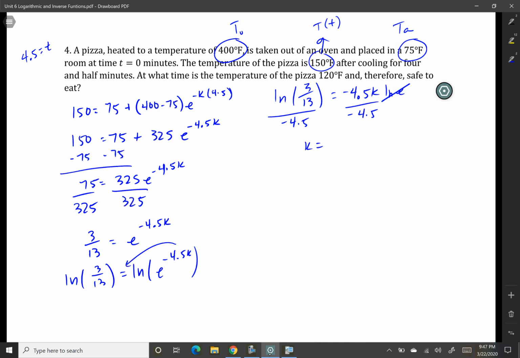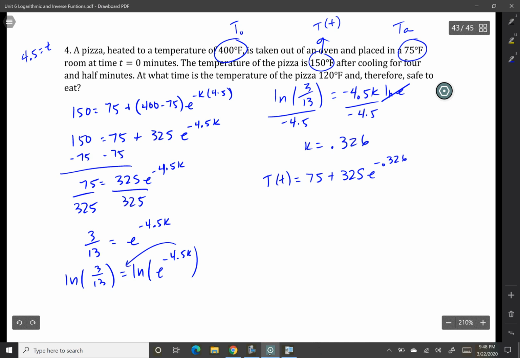So we'll round that again, just nearest thousandth is fine. So we'll say the ln of 3 divided by 13 divided by negative 4.5, and we get 0.326. Now that k value is important because now that I know the k value, I can figure out a formula that would work for any temperature of pizza. So I could say the temperature of this pizza is equal to 75 plus 325 e to negative 0.326 t. That formula works for any amount of time.